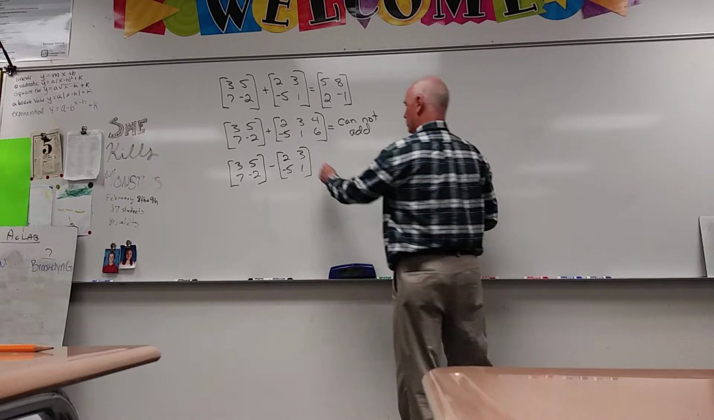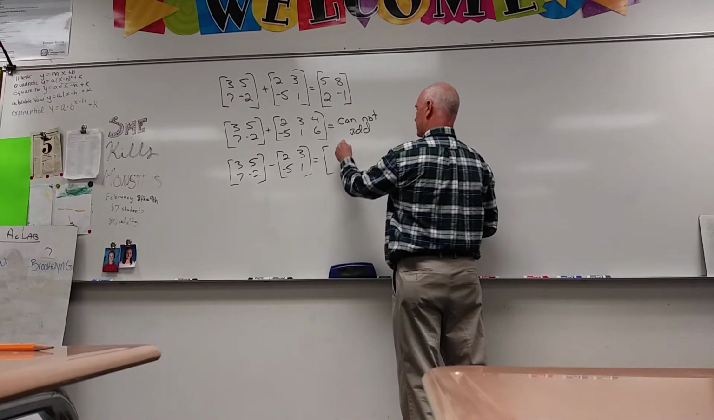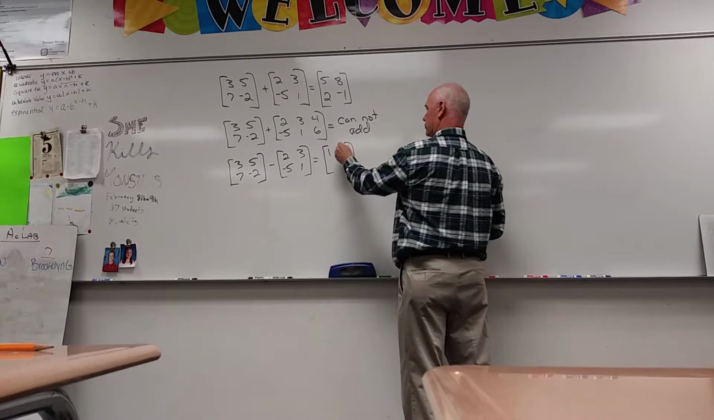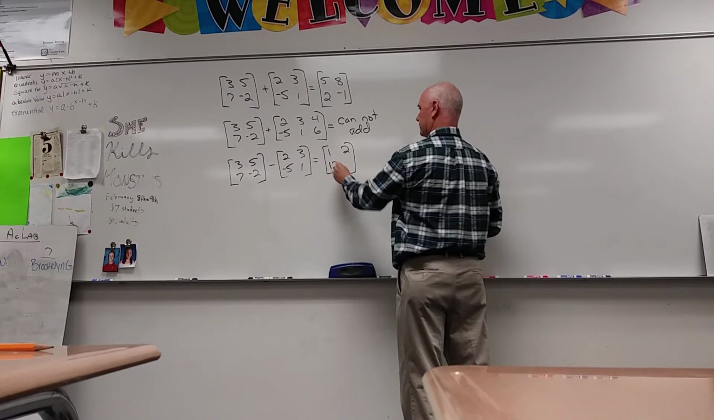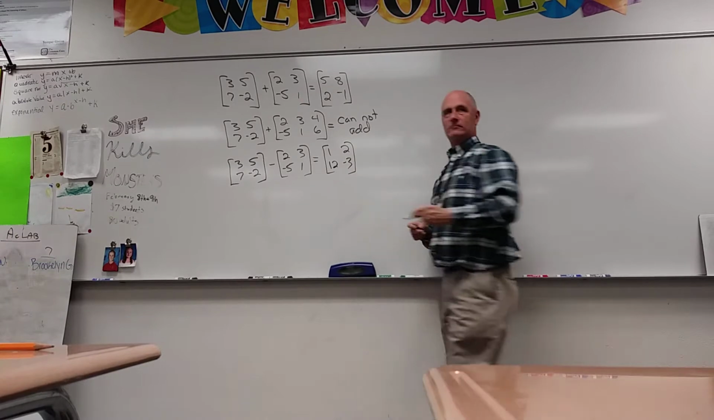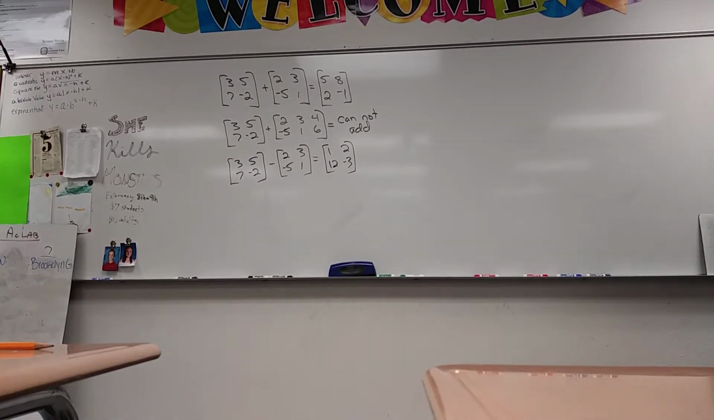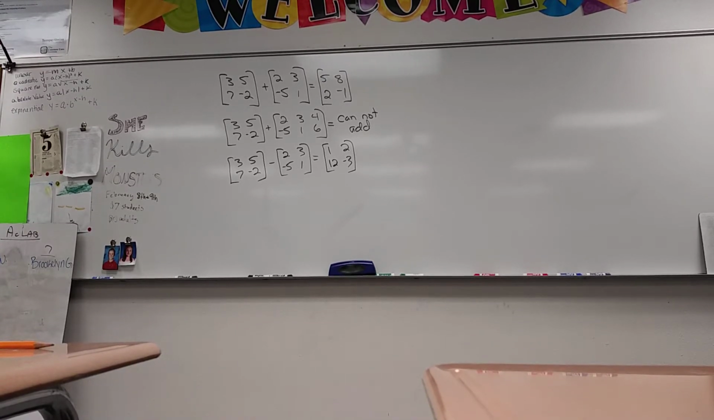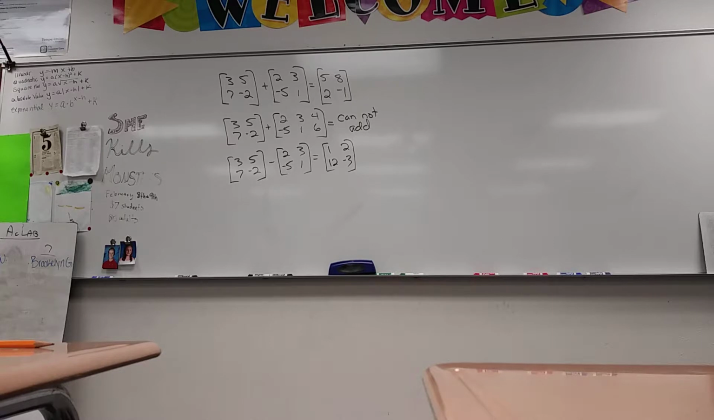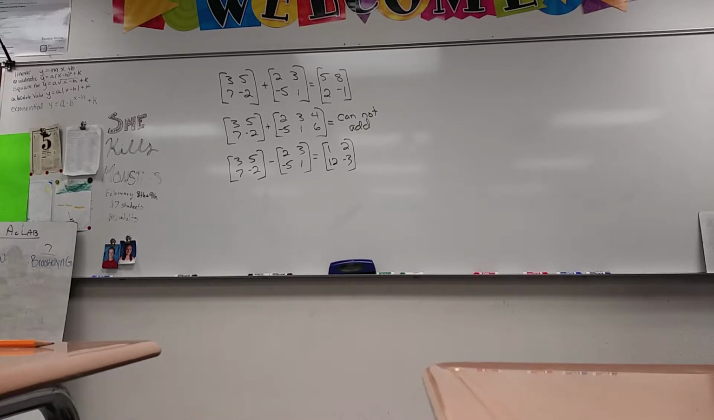What would you wildly guess the answer to this one is? 1, 2, 2, 12, 12, -3. Oh, I didn't write -5. Yep. Subtracting is exactly the same as adding. Subtract corresponding elements. 3 minus 2, 5 minus 3, 7 minus -5, -2 minus 1. Questions there? Okay. Have I lied so far? No.